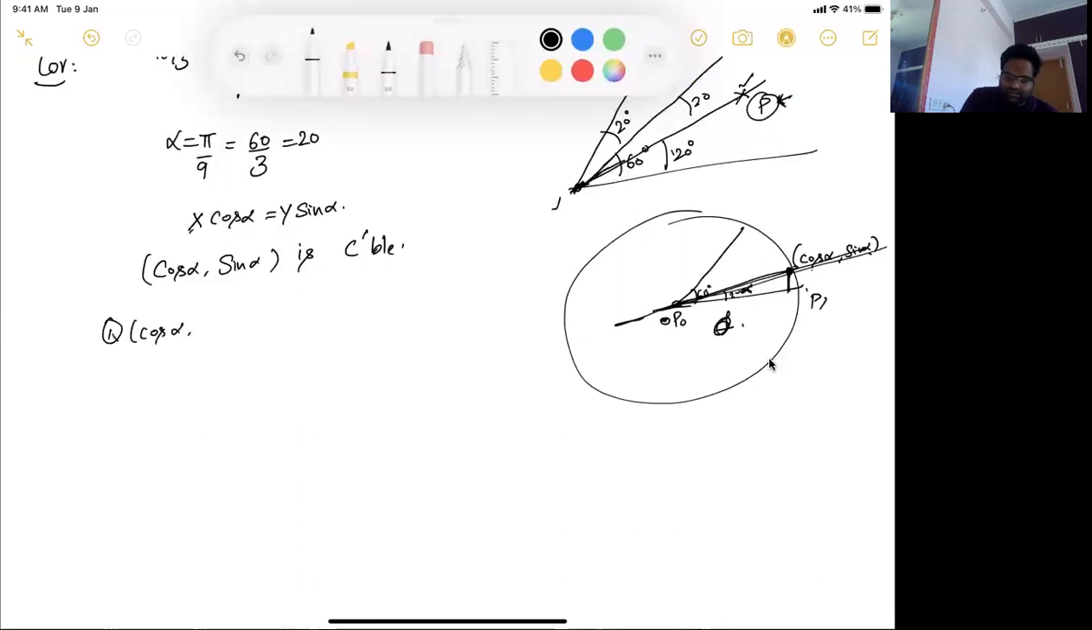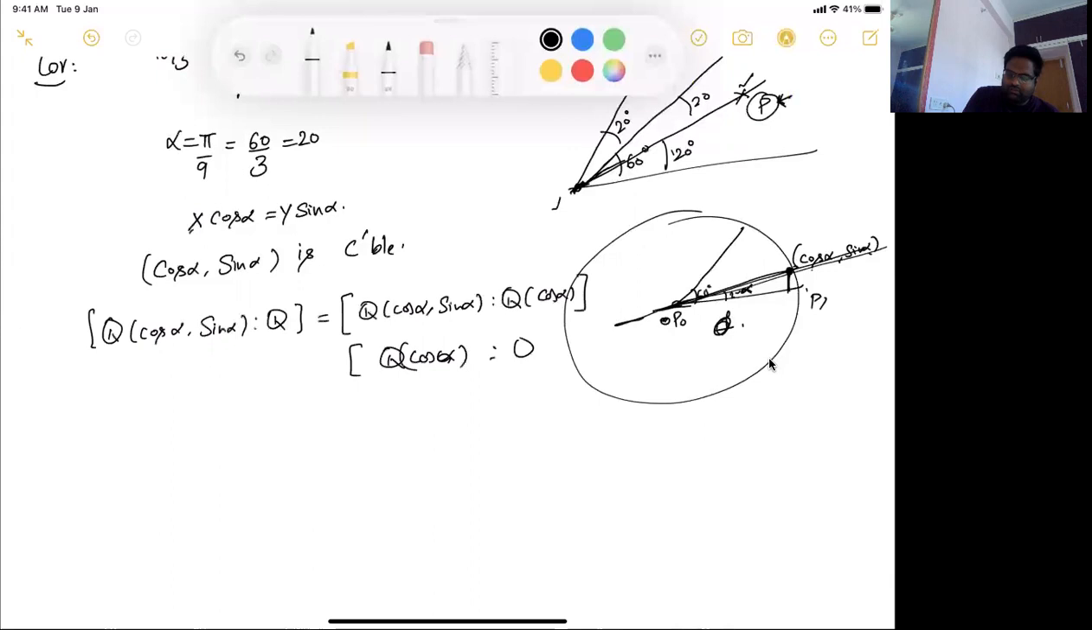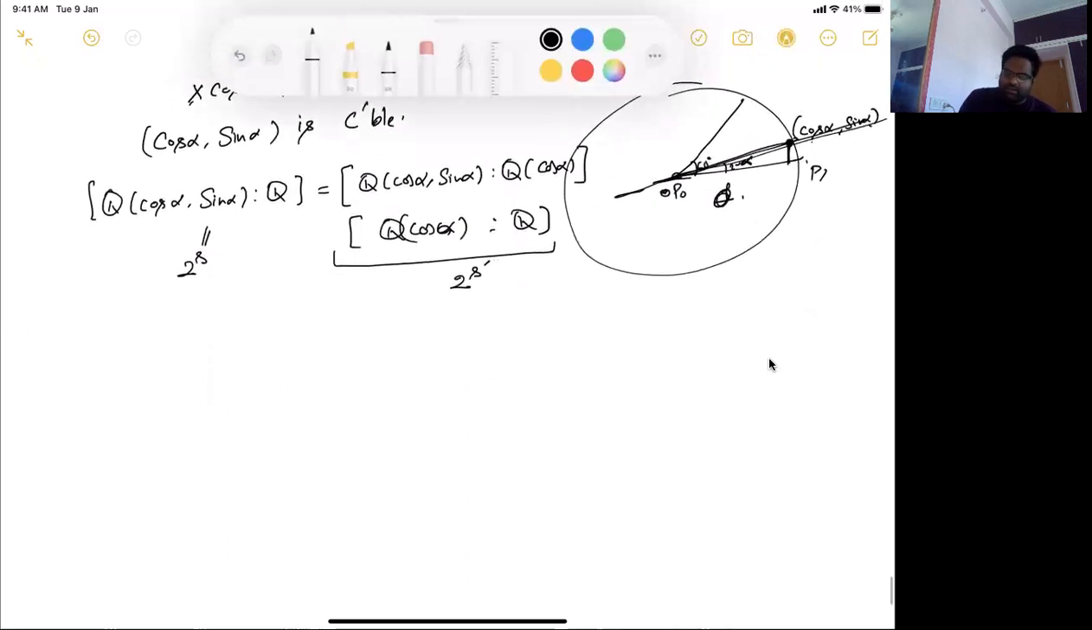Then Q(cos α, sin α) over Q equals Q(cos α) times Q(cos α) over Q. This can be done, right? From this it follows, since it is constructible, this is of the form 2 to the power of s, and therefore this must be of the form 2 to the power of s' for some s' less than or equal to s. Now what I'm trying to say is Q(cos α) over Q has degree of the form 2 to the power of s'.